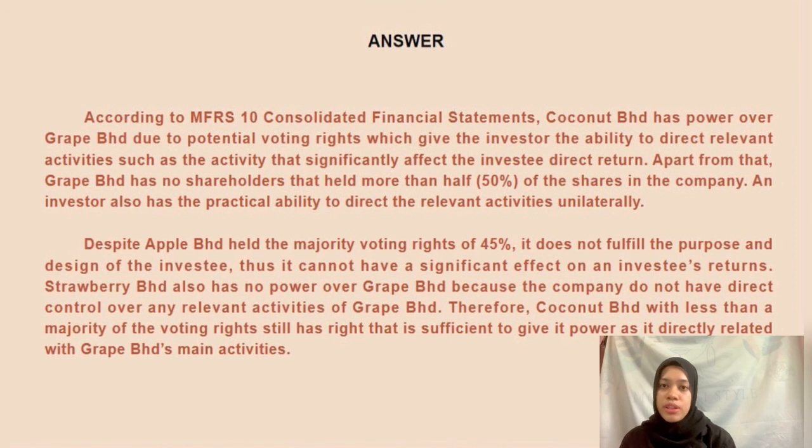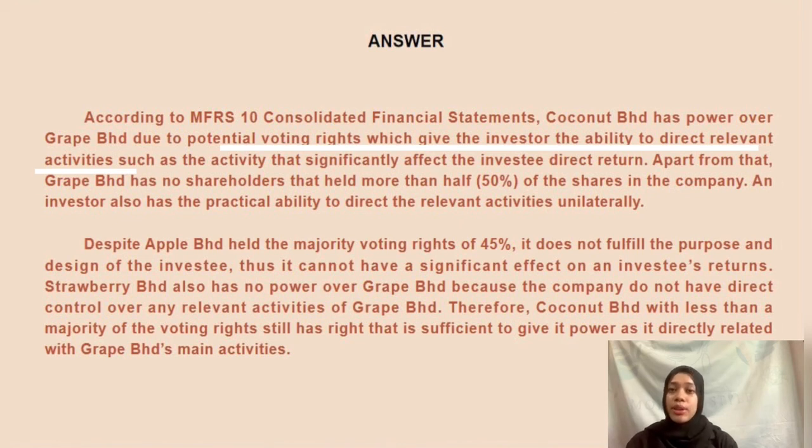So to answer this question, firstly, Great Berhad has no shareholders that hold more than 50% of the shares in the company. And according to FAR620, Coconut Berhad has power over Great Berhad. Why is that? It is because Coconut Berhad has the potential voting rights, which give the investor the ability to direct relevant activities, such as the activities that significantly affect the investee's returns. An investor also has the practical ability to direct the relevant activities unilaterally.